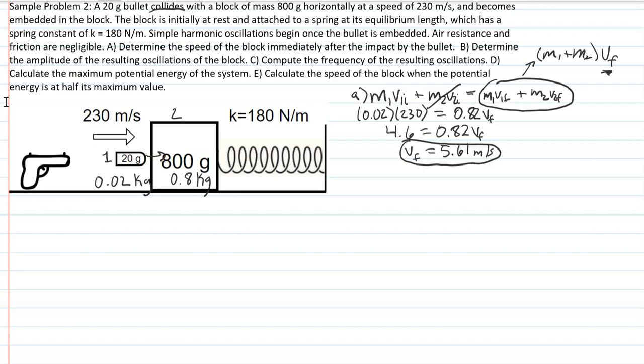So we've got kinetic energy, which is 1/2 mv squared, turning into elastic potential energy, which is 1/2 kx squared. Gonna cancel out the 1/2. M is 0.82, because remember, it's the bullet plus the block. V is the V we just found in part A. K is 180, and we're looking for X.